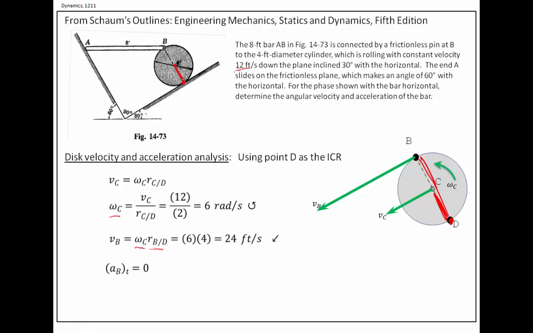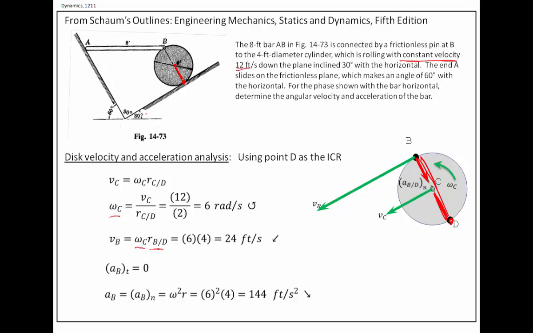And because they're saying that it's rolling at a constant velocity, that means it's going to have no angular acceleration. So that's going to be 0. So the tangential acceleration is going to be 0. But there is still going to be an acceleration due to the fact that it is spinning, right?